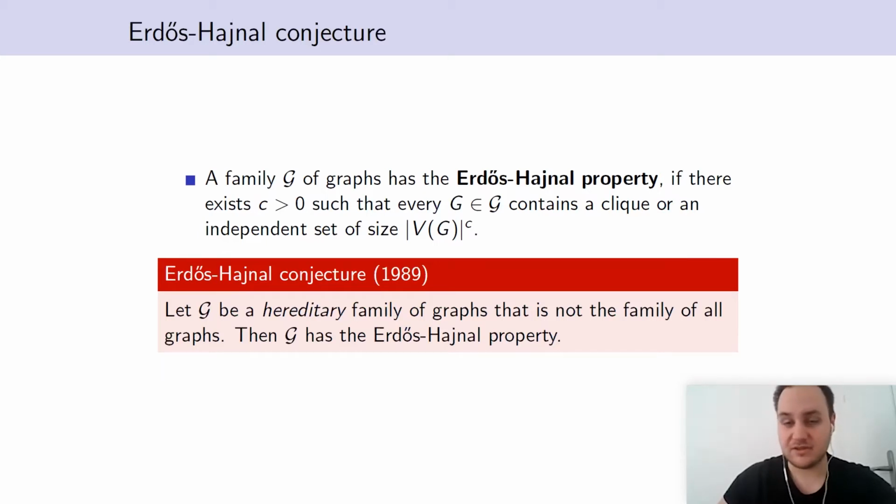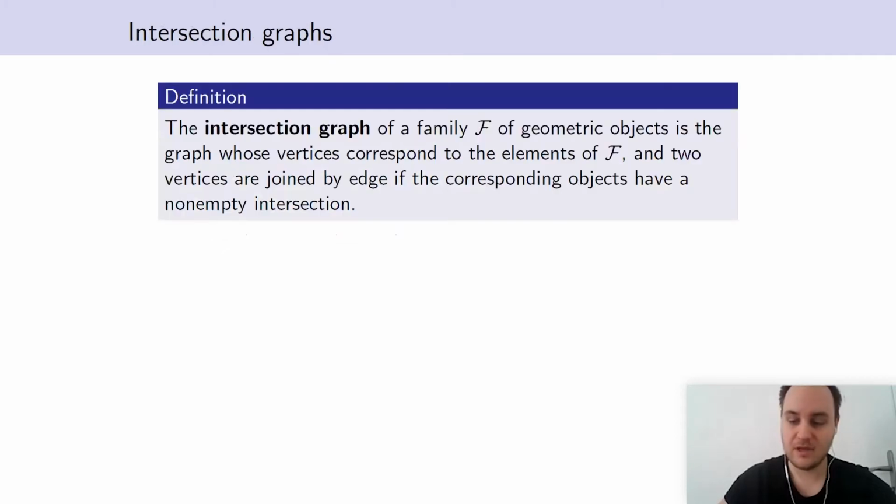This conjecture also finds its way into combinatorial geometry, and that is going to be the main topic of this talk. In particular, I'm going to consider the Erdős-Hajnal property of so-called intersection graphs. So what is an intersection graph? Given a family F of geometric objects, the intersection graph is the graph whose vertices correspond to the elements of F, and two vertices are joined by an edge if the corresponding sets have a non-empty intersection.